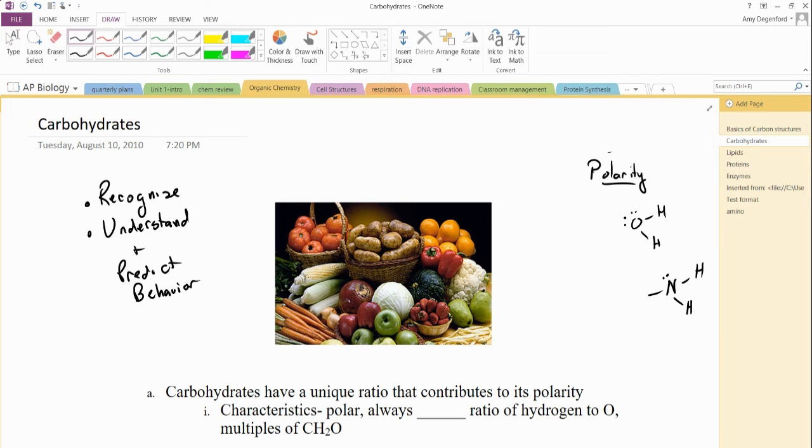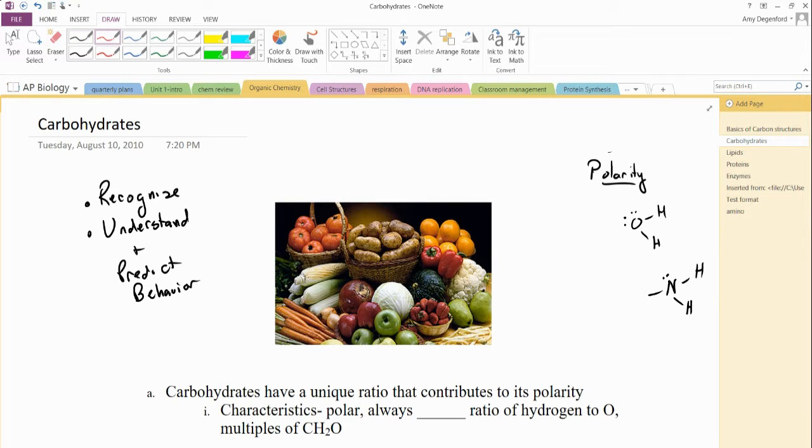Well, hello, this is Miss Dagenford, and we are going to be looking at some organic chemistry tonight. We're going to be looking at carbohydrates and then lipids. And ultimately, what you should be able to do is recognize each of these and then understand and predict their behavior, the chemical behavior. That's going to help us throughout the year.